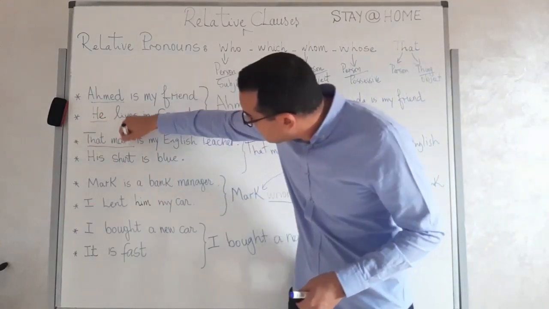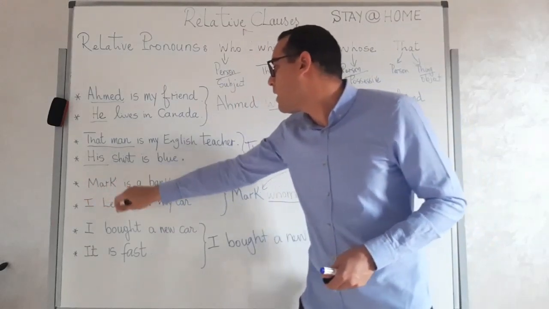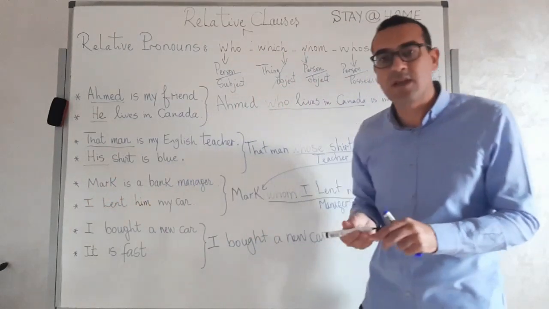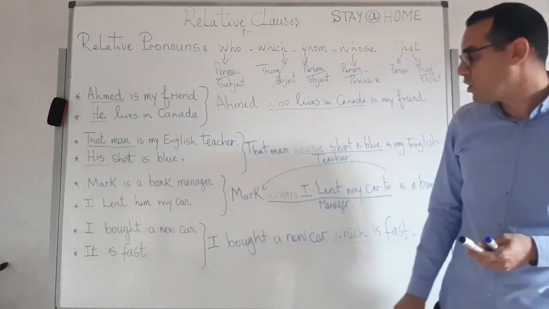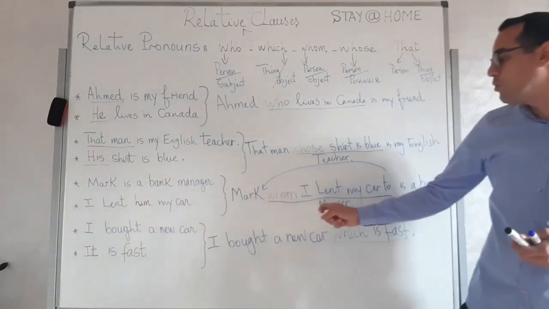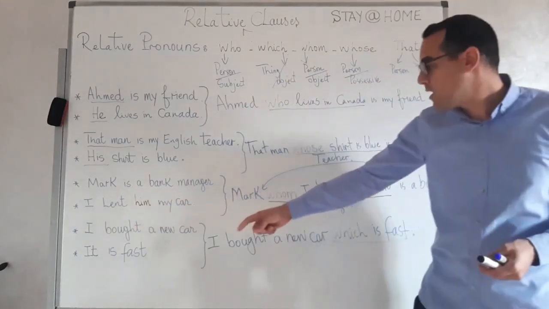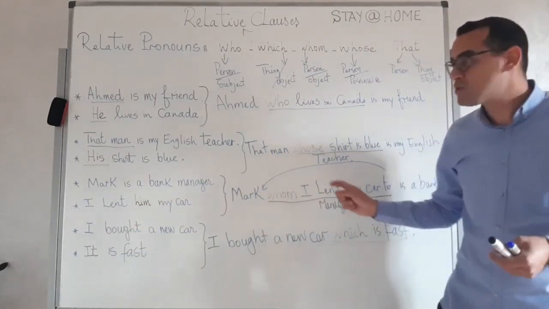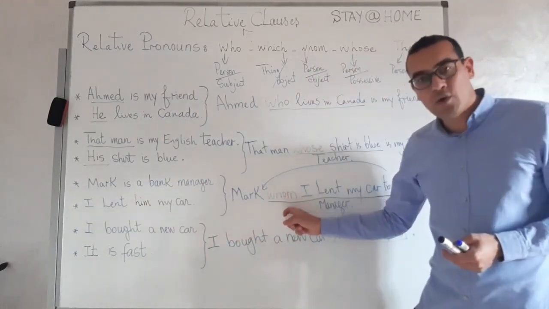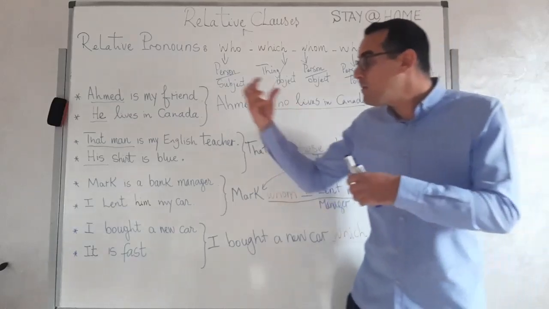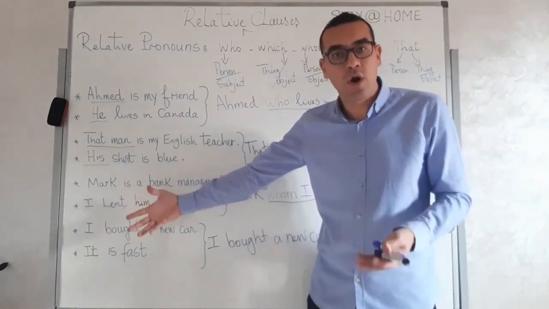Here we have him. Sorry, I have to underline them. So we have that man and his, and we have Mark and him. As you can see, him is used as an object here. So we have Mark, whom I lent my car to. We have I lent him, Mark whom I lent. So it's very close in terms of pronunciation. So we can use whom to replace all the object pronouns like him or her, for example.